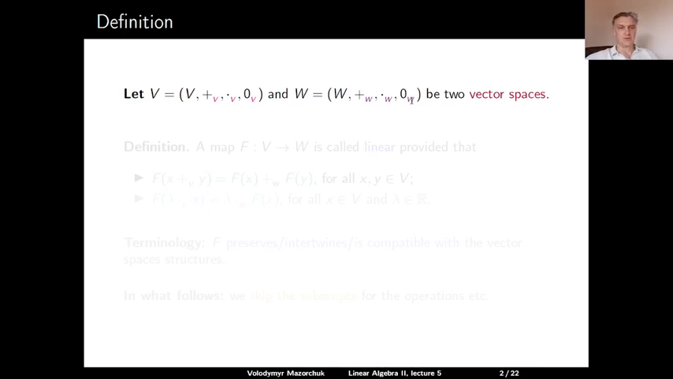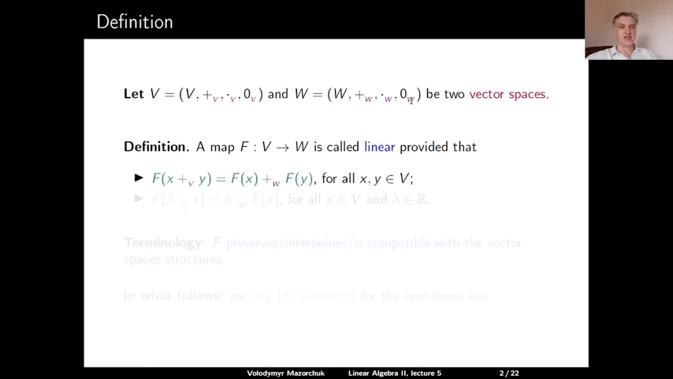Definition. A map F from V to W is called linear, provided that it satisfies the following two conditions. Condition 1. The image under F of the sum x plus y of two arbitrary elements x and y in V is equal to the sum of the images f of x and f of y.